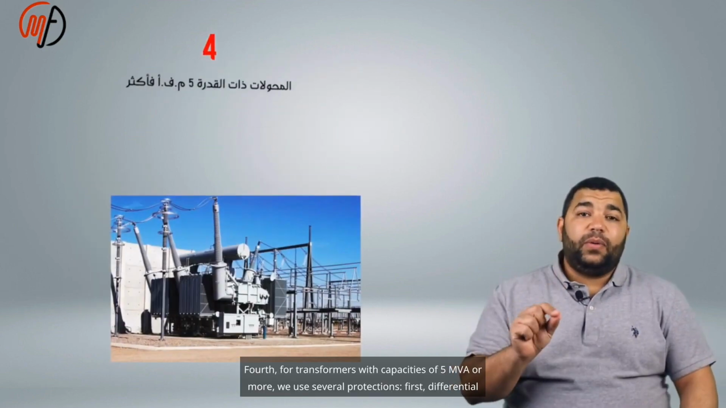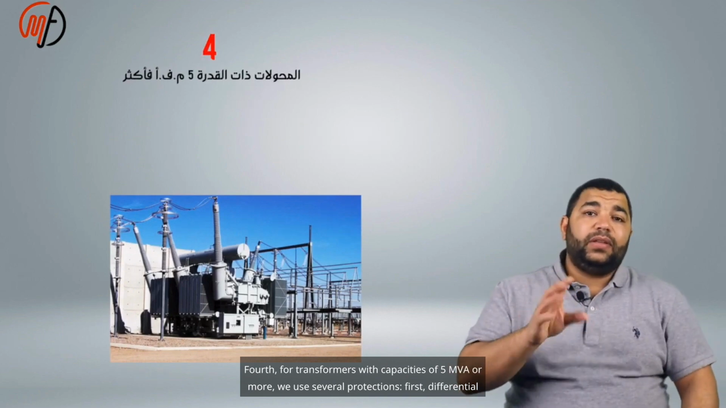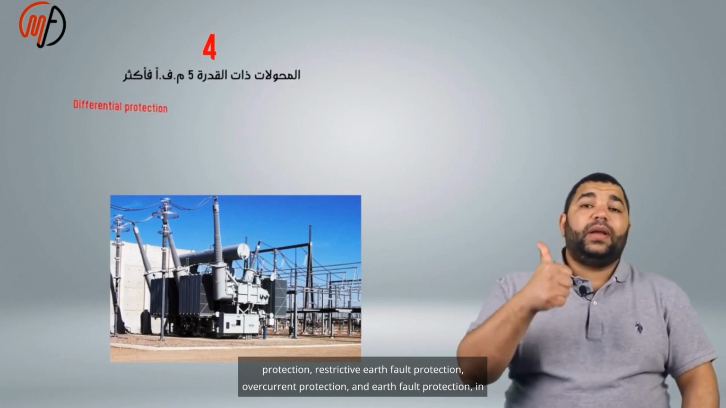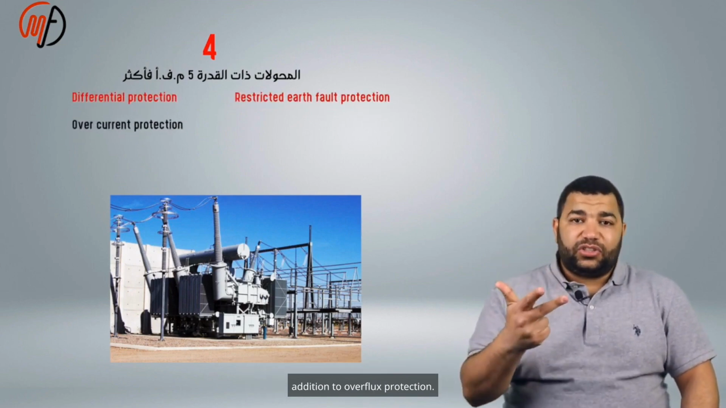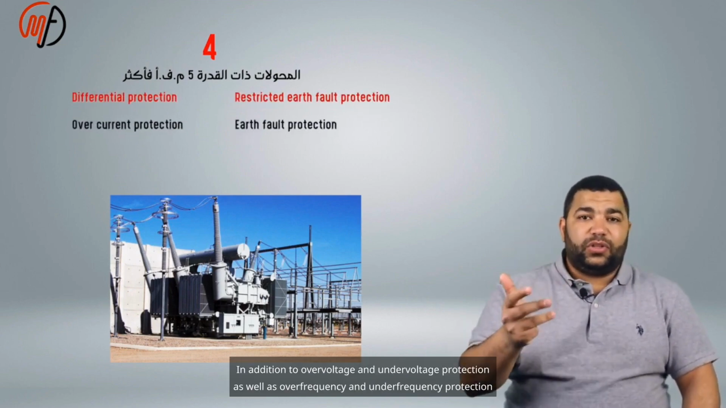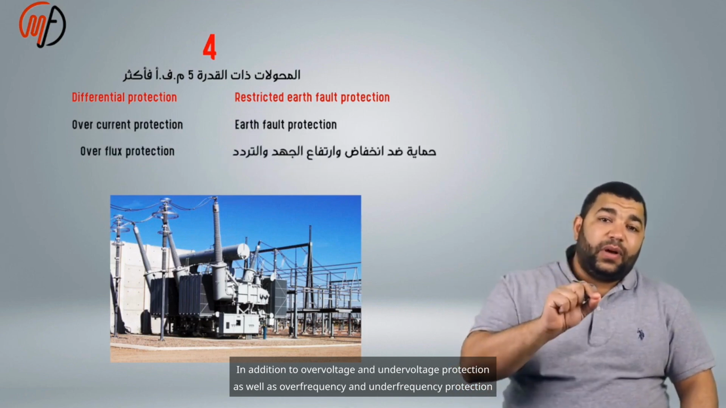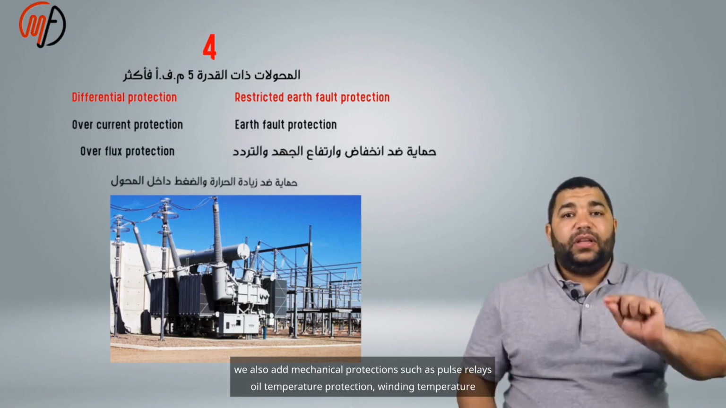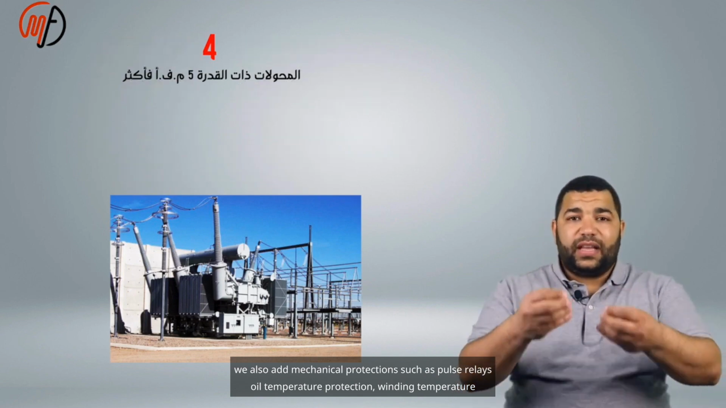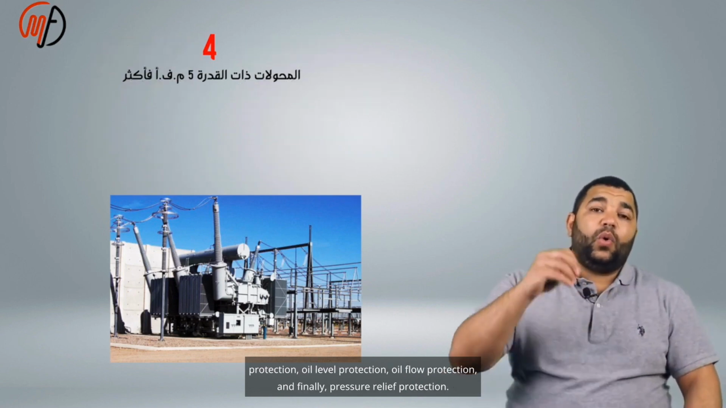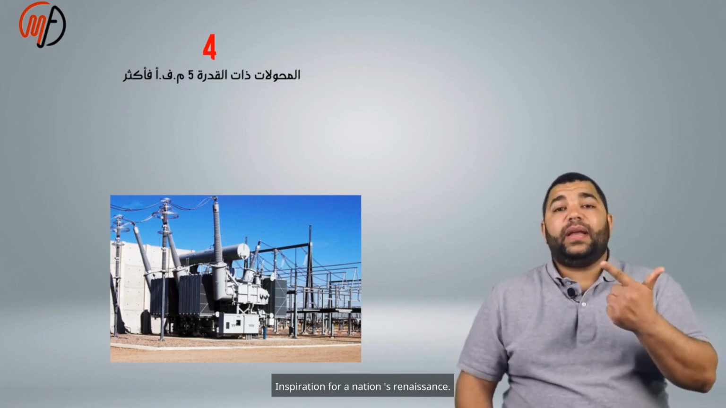Fourth, for transformers with capacities of 5 MVA or more, we use several protections. First, differential protection, restricted earth fault protection, overcurrent protection, and earth fault protection, in addition to overflux protection. In addition to overvoltage and undervoltage protection, as well as overfrequency and underfrequency protection, we also add mechanical protections such as pulse relays, oil temperature protection, winding temperature protection, oil level protection, oil flow protection, and finally, pressure relief protection.